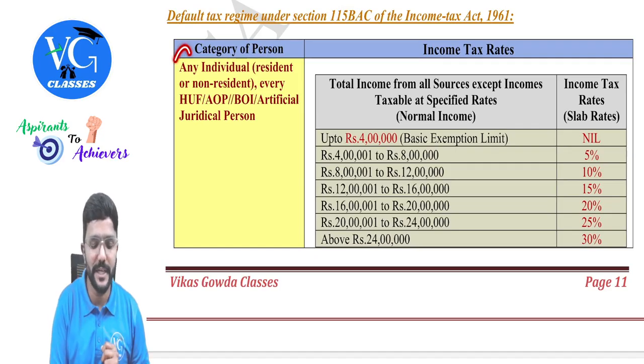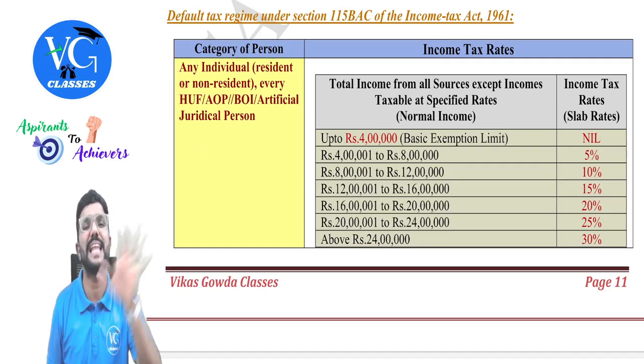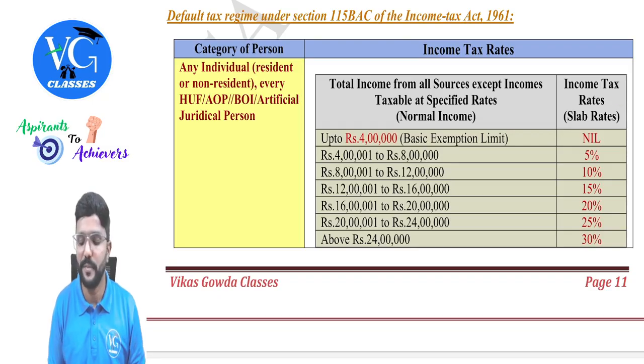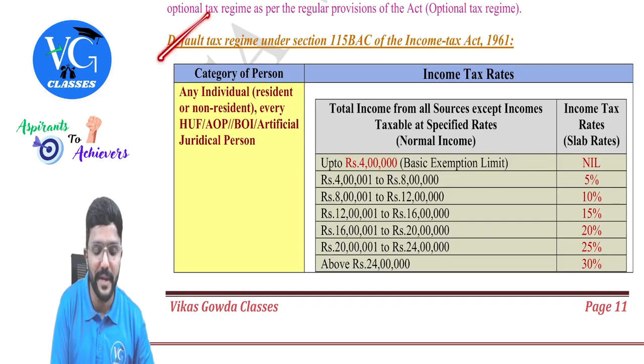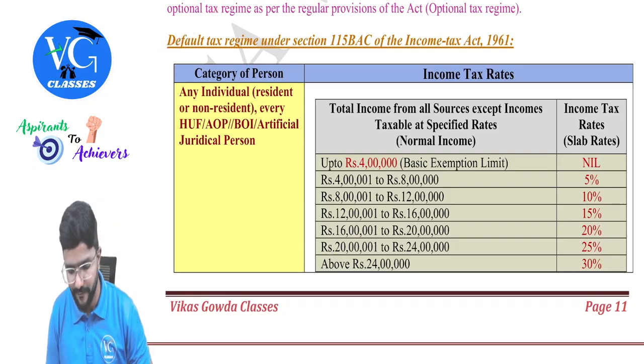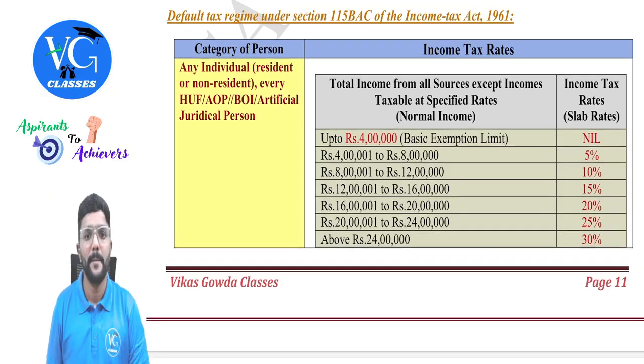So for this set of people, I call them simple slab rate assessees, guys. Why so? Because for them, slab rates are applicable. So please be attentive, guys. This is an amendment. I have highlighted it in italics. Please be careful. There is a change here.